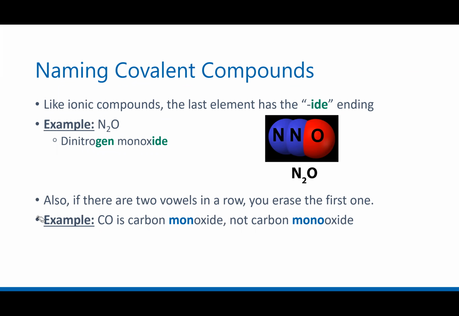So I have an example here: dinitrogen monoxide, N2O1. We don't put the one in there. There's a couple of things that you need to know. If you put two vowels in a row, technically we erase the first one.